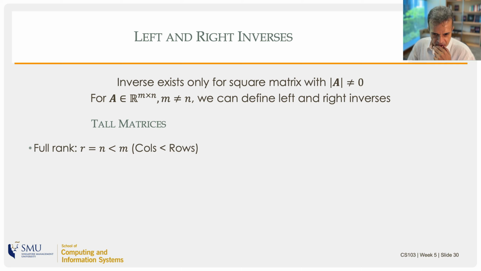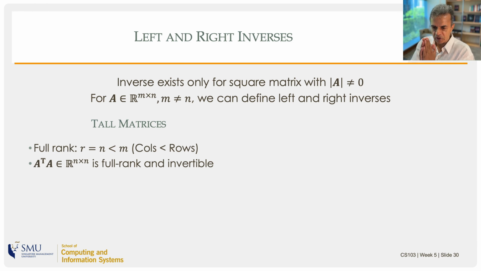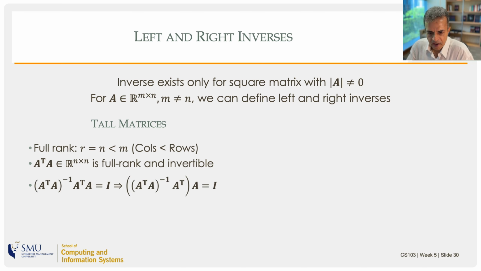So for tall matrices, if it is full column rank, then the rank is equal to the number of columns. Then A transpose A is a square matrix. It's a smaller matrix because the number of columns is smaller than the number of rows, so N is smaller than M. So it's a smaller matrix and it is full rank. When it is full rank, the determinant is not zero and it is invertible. And you can invert it. Inversion basically means (A transpose A) inverse times (A transpose A). This is what we're inverting, and so the inverses multiply to give you I.